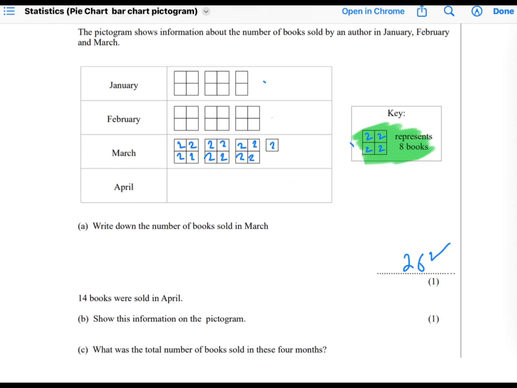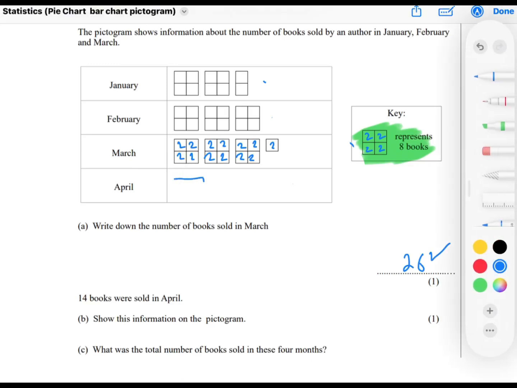Part B: show this information on the pictogram, and 14 books were sold in April. So basically 14 books were sold in April and we need to show this information on the pictogram. So first we will make a square. This means we have 8 books now. Now we need 14, so we need 6 more books. So I will make a square like this. Each small box carries 2 books, and these are 3 small boxes. This means 6. The total will be 14. So this is the answer of part B.